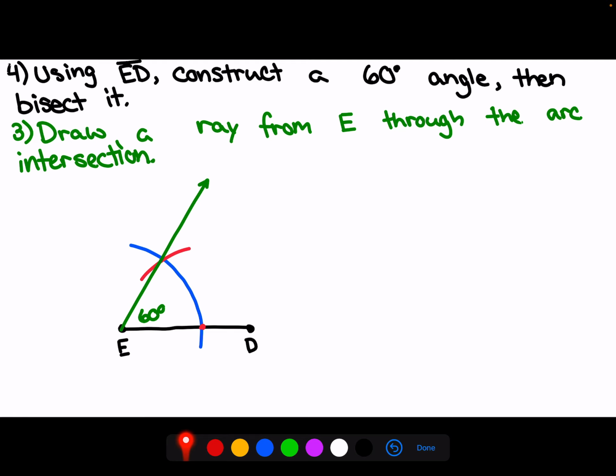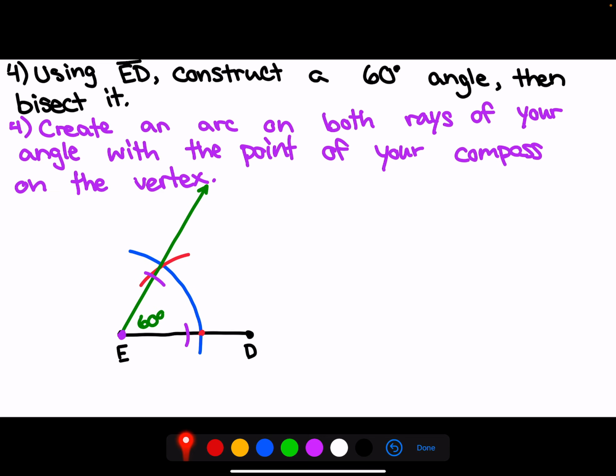Now that we have our 60-degree angle, we must bisect this angle. So placing the point of your compass on point E, the vertex of our angle, you're going to draw an arc on both rays. So again, place the point of your compass on the vertex, and you're going to draw 2 arcs, one on each ray.